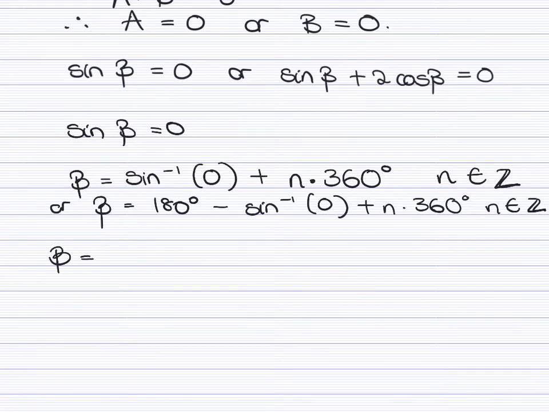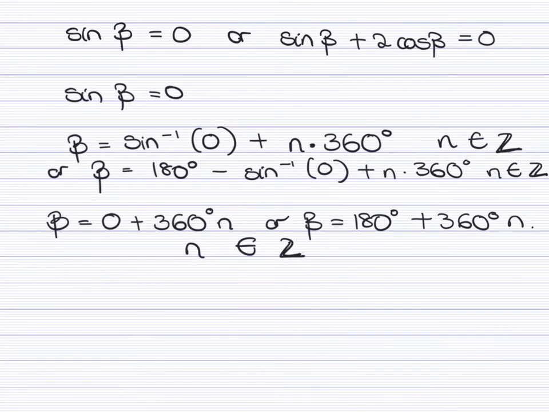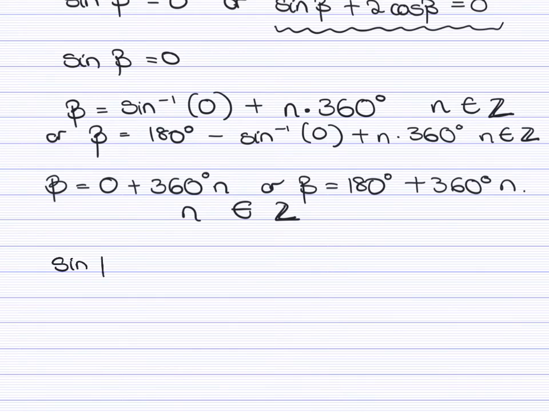When I solve those, I get 0 plus 360 n, or 180, beta is equal to 180 degrees plus 360 n. Okay, n is your integer. Okay, so that's the first part. Now we still have to deal with this part of the equation. So you had sine beta plus 2 cos beta is equal to 0.